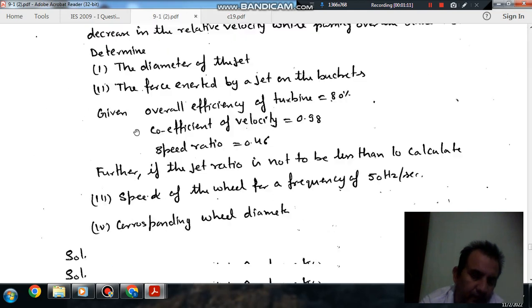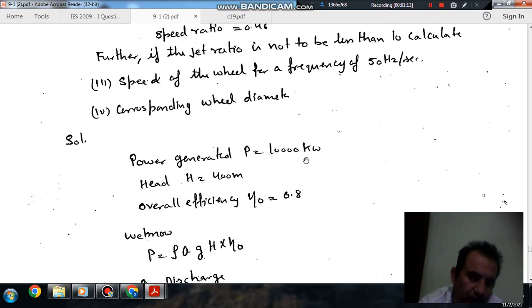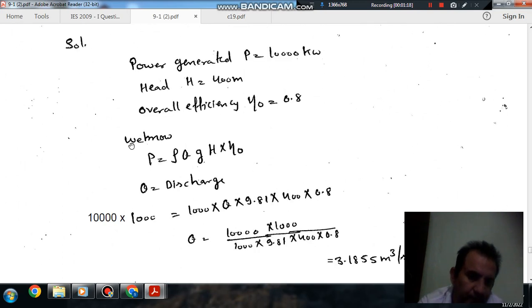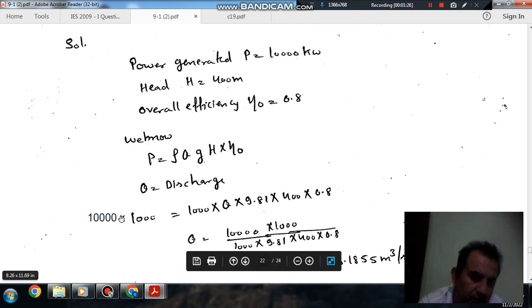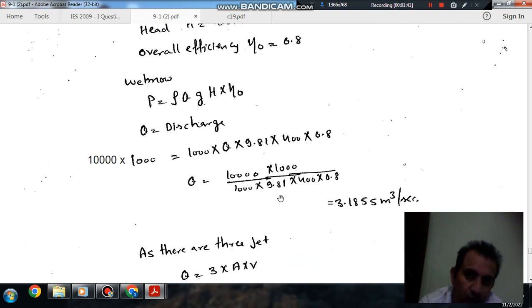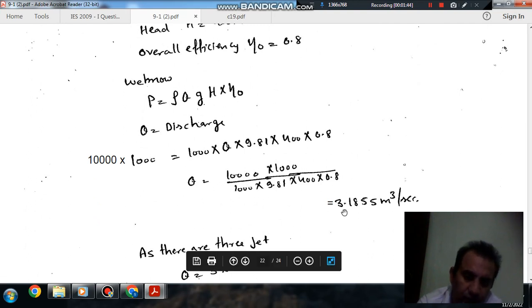So here it is given that the power is 10,000 kilowatt and head is 400 meters and overall efficiency is 0.8. We know that P is equal to rho Q G H into overall efficiency, and Q is discharge. P is 10,000 kilowatt, rho is density, that is 1000, Q is discharge and H is 400 meters and overall efficiency is 0.8. So from this we can calculate Q comes out as 3.1855 meter cube per second.